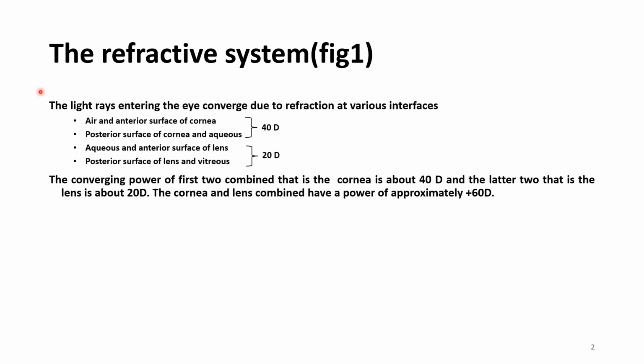The light rays entering the eye converge due to refraction at various interfaces: air and anterior surface of cornea, posterior surface of cornea and aqueous, aqueous and anterior surface of lens, posterior surface of lens and vitreous. The converging power of the first two combined, that is the cornea, is about 40 diopters, and the latter two, that is the lens, is about 20 diopters. The cornea and lens combined have a power of approximately plus 60 diopters.